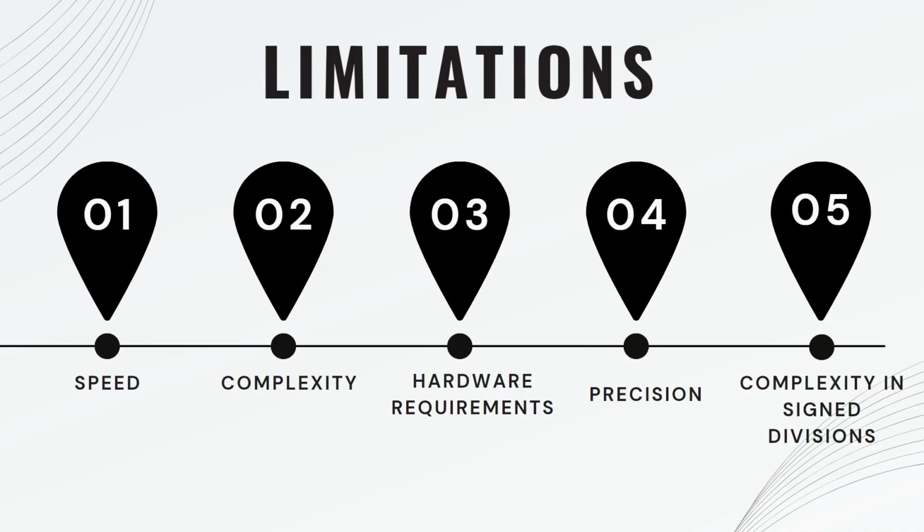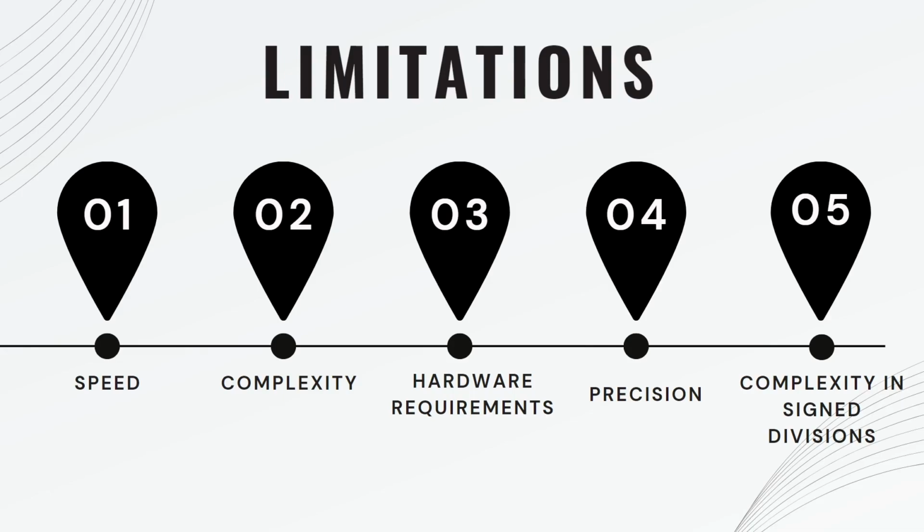Here are a few limitations of the division restoring method: speed, complexity, precision, hardware requirements, and complexity in signed division. These are some limitations. So one by one we will see. Speed. The division restoring method can be slower compared to more advanced division algorithms such as non-restoring division or SRT division. This is because the restoring method requires multiple iterations to complete the division process, involving repeated subtraction and shifting operations.